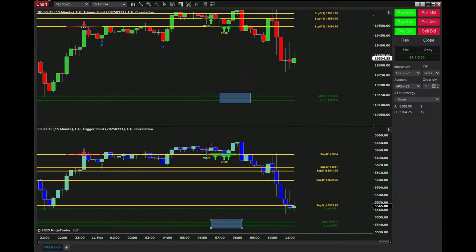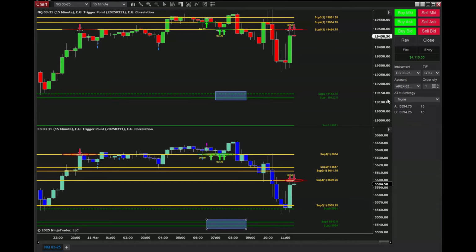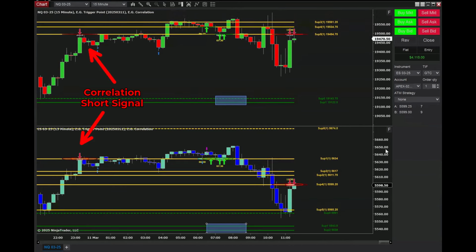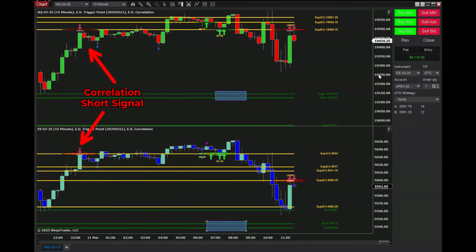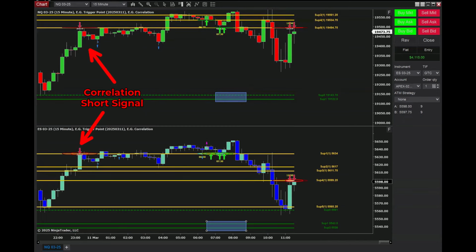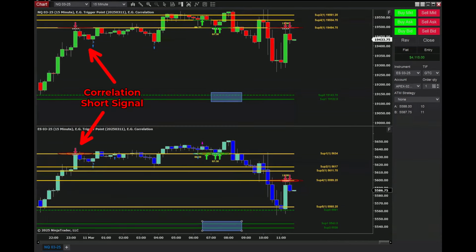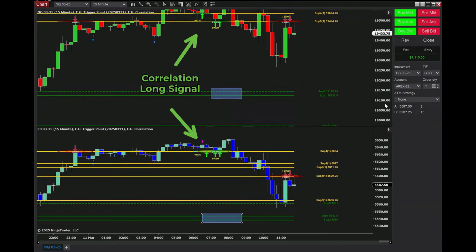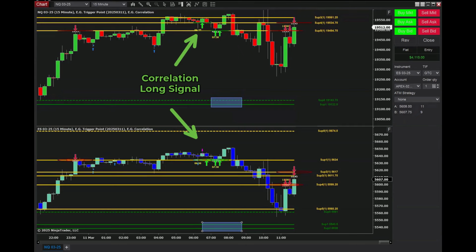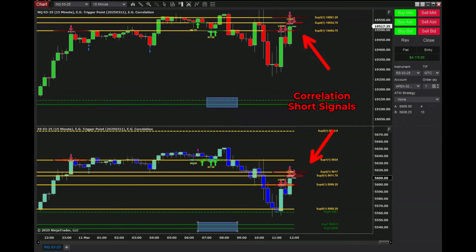Now, here is the correlation indicator. The correlation indicator generates correlation signals for me, so I don't have to monitor the markets. You could see the short trade that I've taken, you could see the short correlation signal on the left here, and long signals here, and beautiful short signals here.